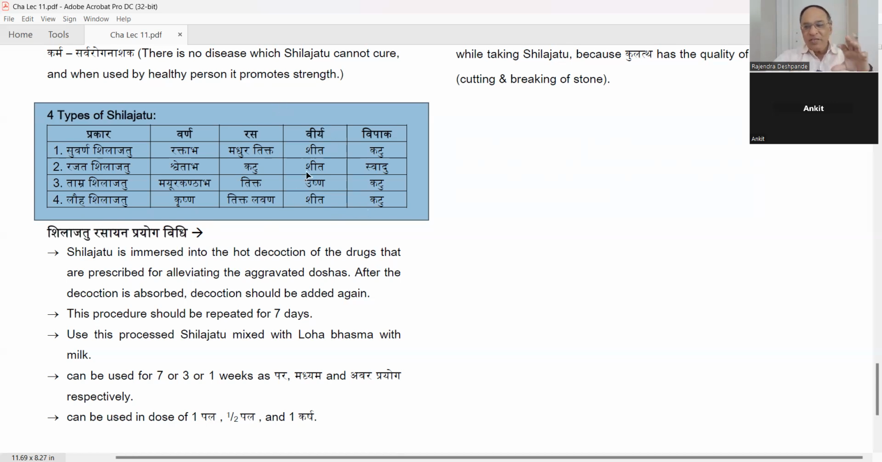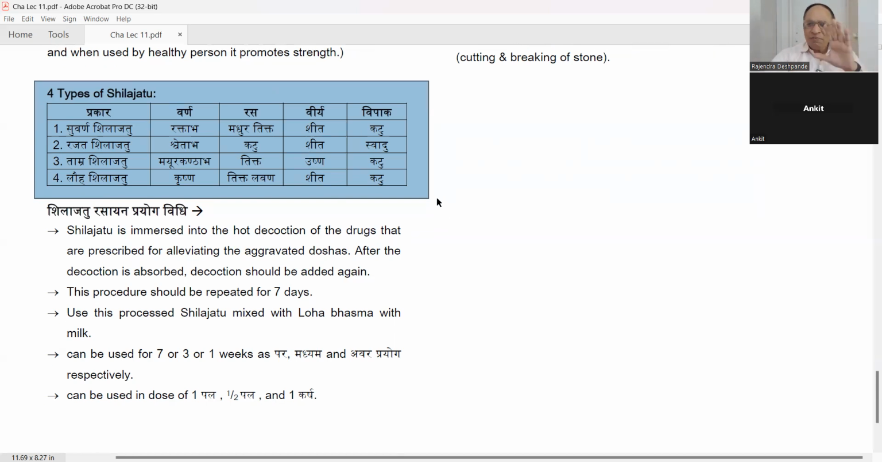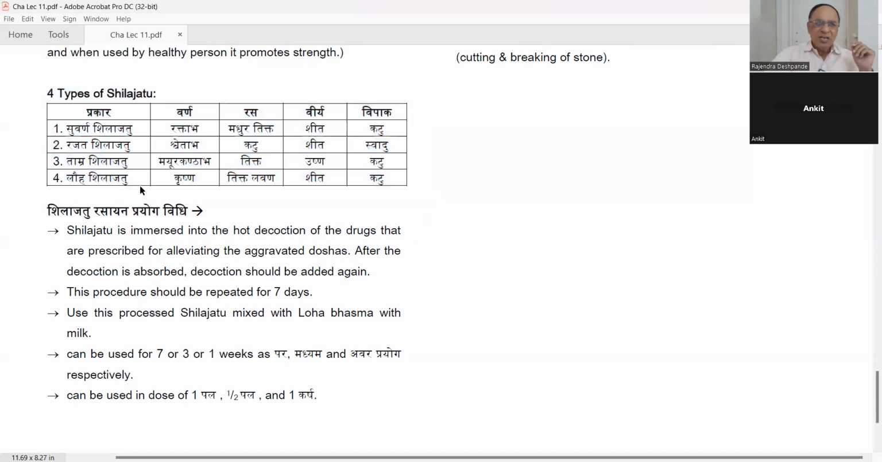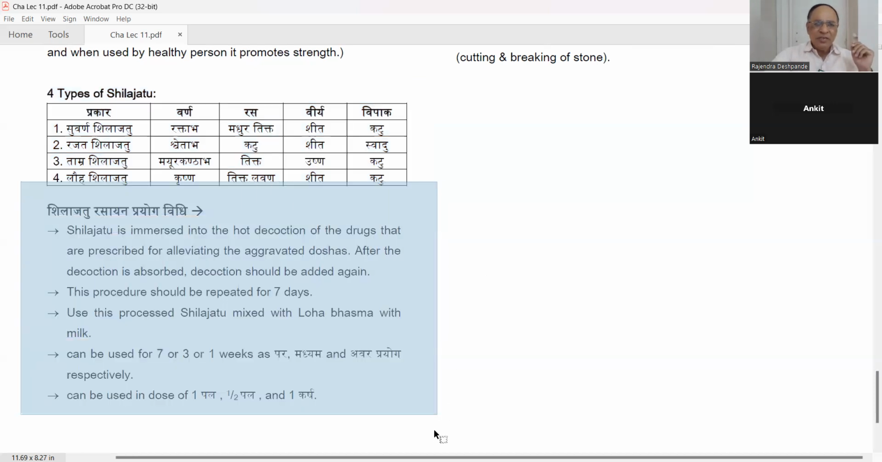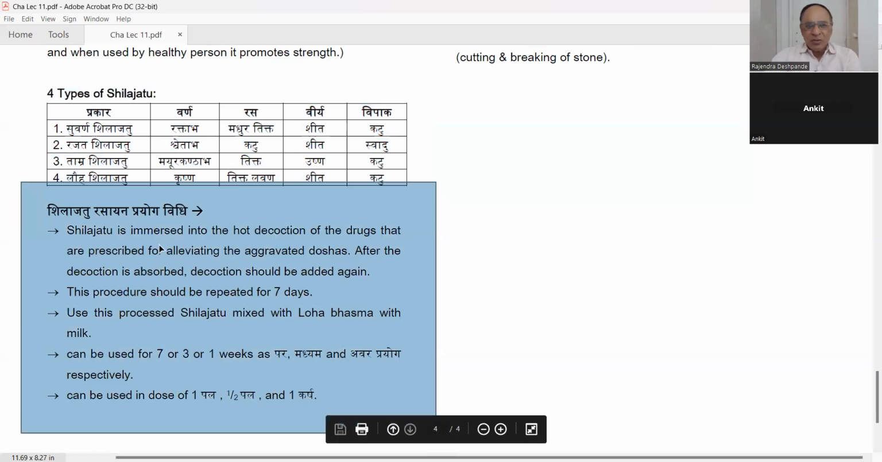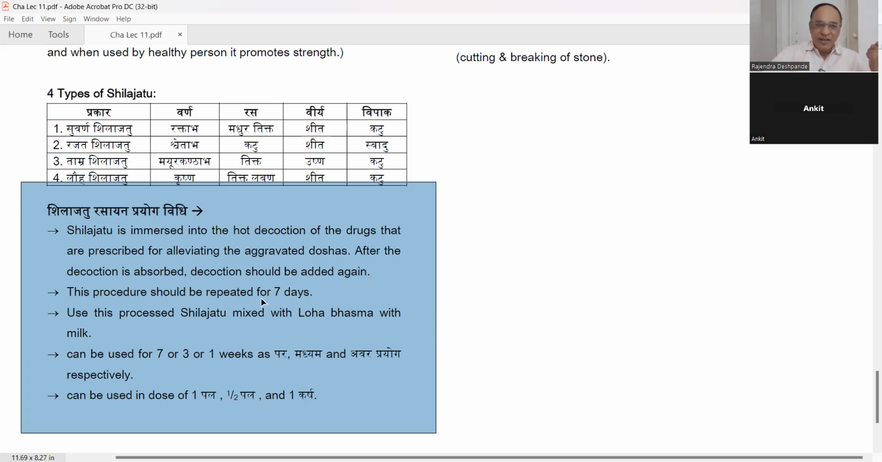So try to remember all these properties because they may be asked as a SAQ. Now Shilajatu is always a famous topic for the examination. Shilajatu Rasayana Prayog Vidhi, how the person should take it. Shilajatu is immersed into the hot decoction of the medicines which are prescribed for pacifying the aggravated doshas. After the decoction is absorbed, decoction should be added again. This procedure should be repeated every 7 days.